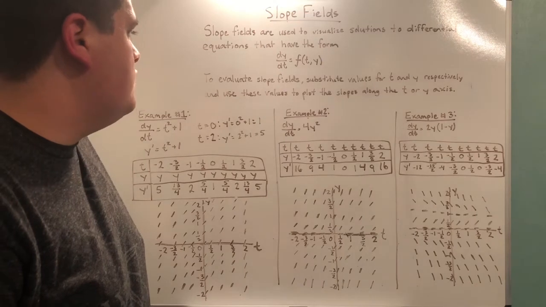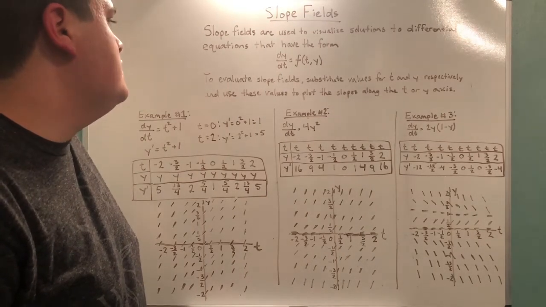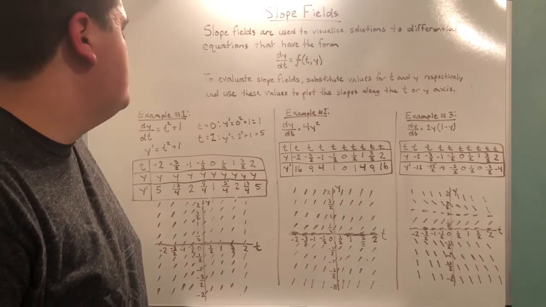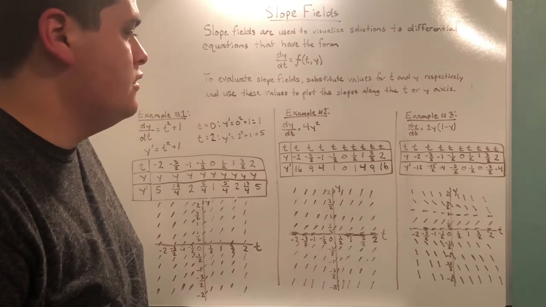To evaluate slope fields, we substitute values for t and y respectively, and use these values to plot the slopes along the t or y axis. So whether the function is of t or y will affect how it is drawn.